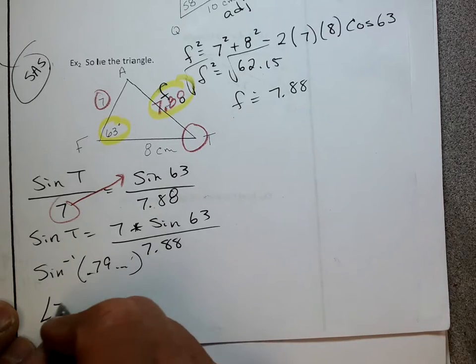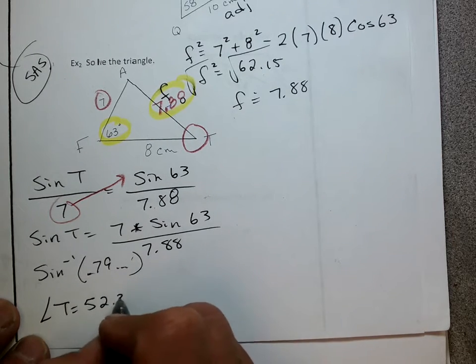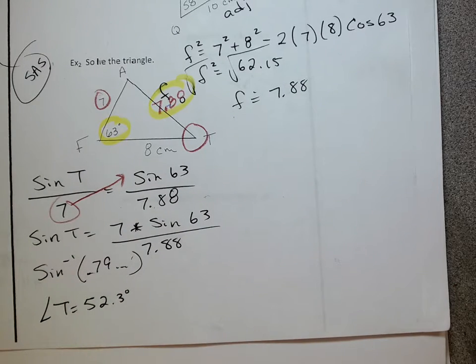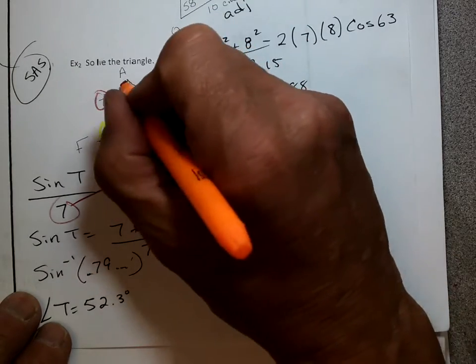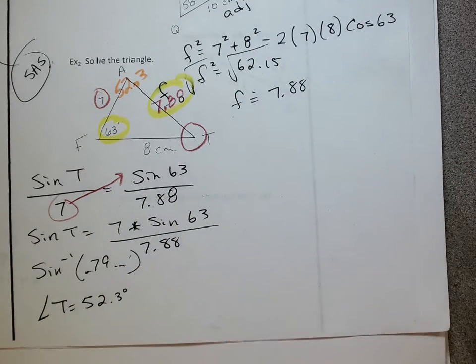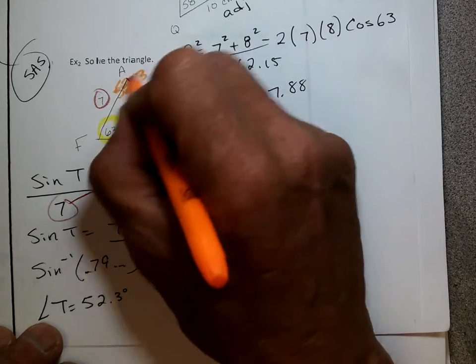So angle T is about 52.3 degrees. Okay, so I'm going to put that in my drawing now. So it's about 52. So I'll put that up there, 52.3. And then finally, angle T, whoops, I put that in the wrong place.